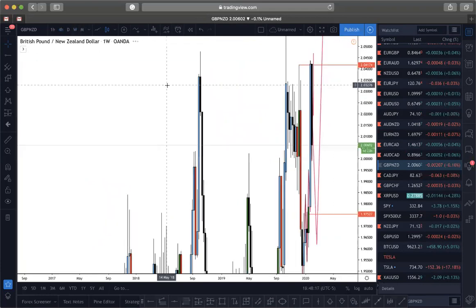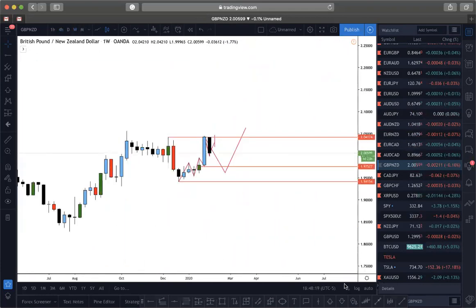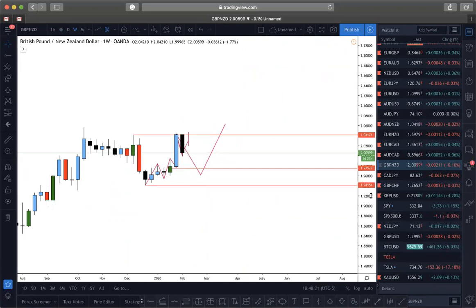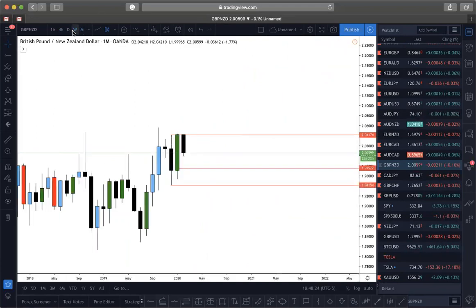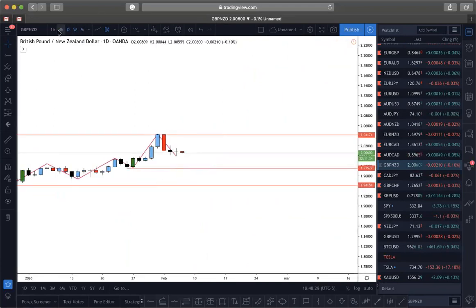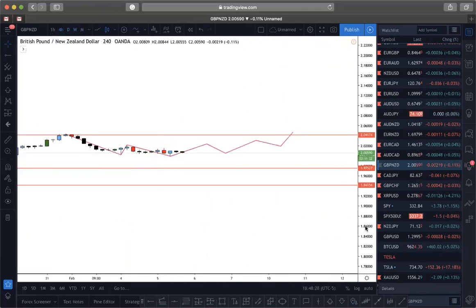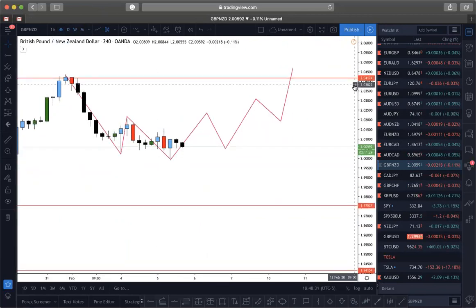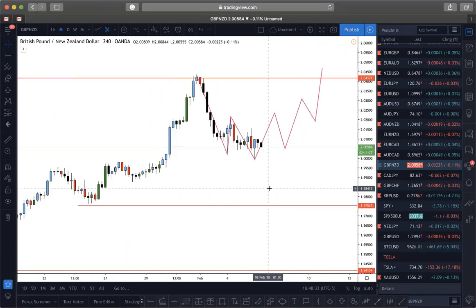For this particular pair, the weekly is an uptrend, the monthly is an uptrend. The only downtrends we would see are lower time frame downtrends, because a lower time frame downtrend is just going to be a pullback on the higher time frame. In order for any of these higher time frames to be in a downtrend, the market has to move quite a bit.